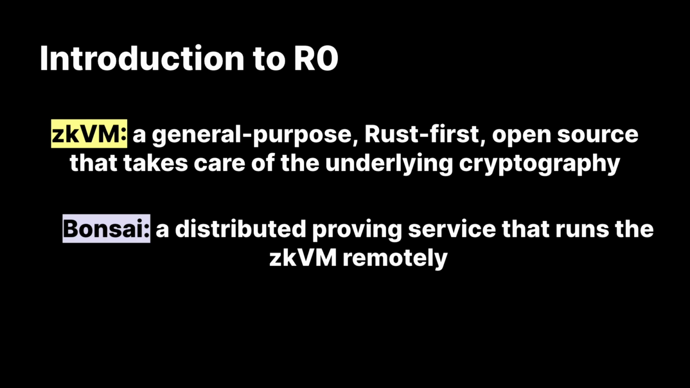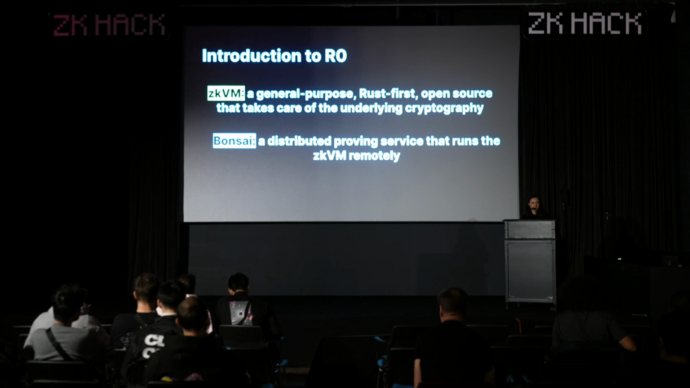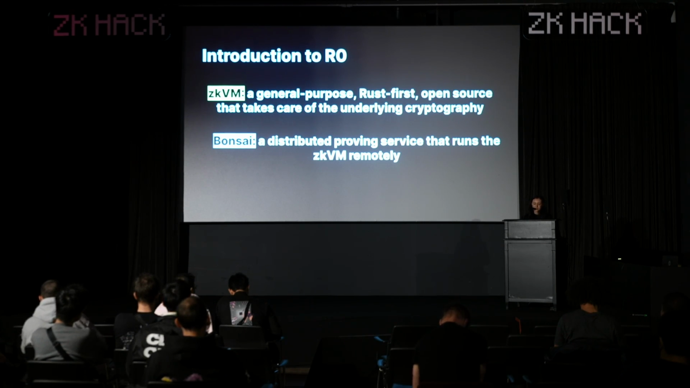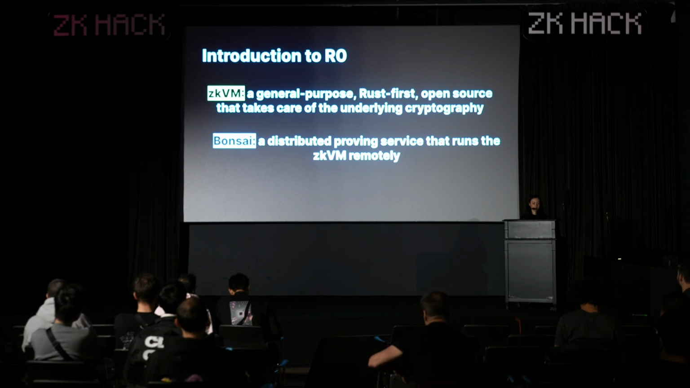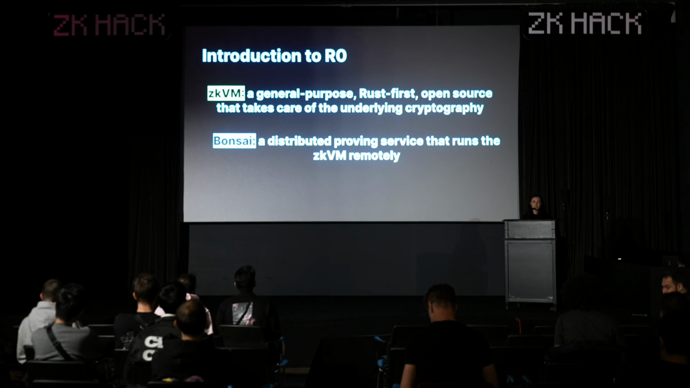So just a quick introduction to RISC Zero. Our main product is a general purpose ZKVM. It's Rust first, and it's open source. We're not tied to any blockchains. We're not building any L2s. It's just a very general purpose ZKVM. And our second product is Bonsai, a distributed proving service that runs the ZKVM remotely. So if you don't want to run the ZKVM on your computer and you don't want to use your own infrastructure, then we can provide that for you and run the proofs and generate them for you.